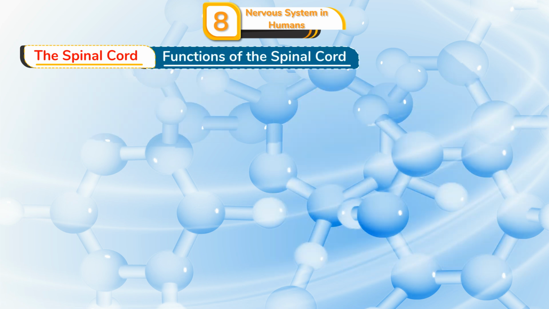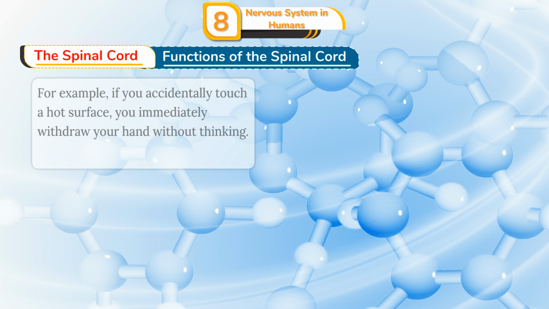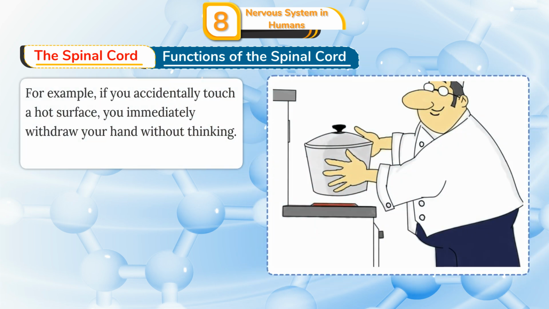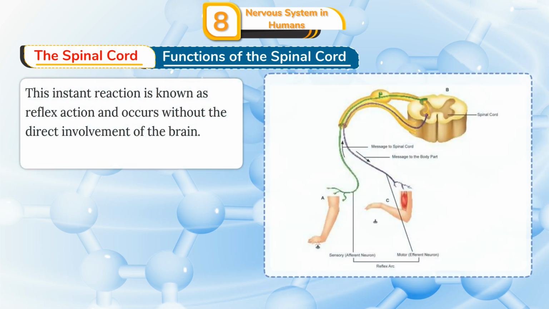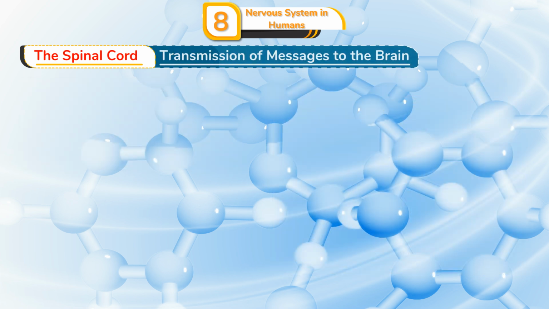Functions of the spinal cord. The spinal cord is responsible for controlling reflex actions, which are quick and involuntary responses to stimuli. For example, if you accidentally touch a hot surface, you immediately withdraw your hand without thinking. This instant reaction is known as reflex action and occurs without the direct involvement of the brain.